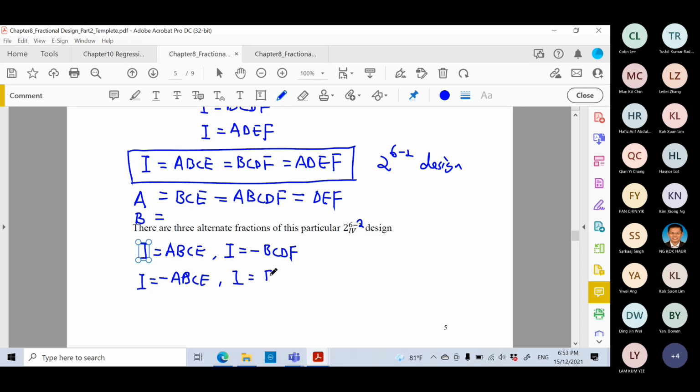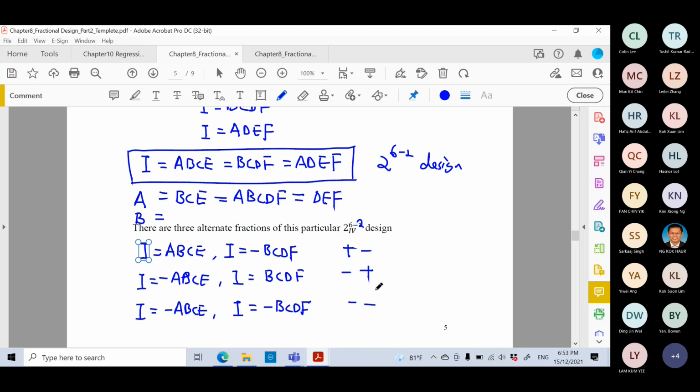I will equal to the B, C, D, F. Okay, this one is 1 positive, 1 negative. This one is 1 negative, 1 positive, and then both of them are negative. Okay, so you run the 1 quarter, you have 4 possible cases. One of them is plus plus, this one is plus minus, or minus plus, or minus minus. Okay, so you only run 1 quarter of them.